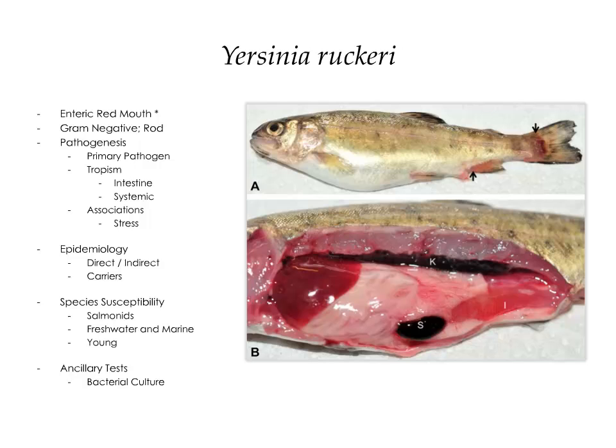The image to the right illustrates some of the lesions that are associated with bacterial septicemia, including reddening of the fin bases, congestion of the kidney and spleen, and generalized hyperemia. The lesions are fairly nonspecific, but are more pronounced in enteric redmouth.